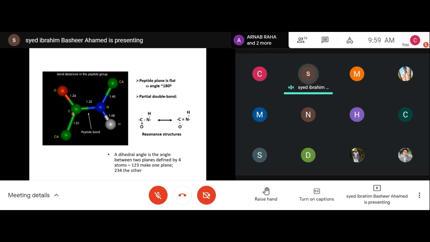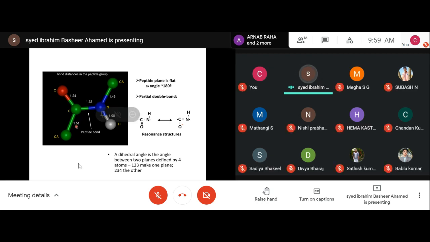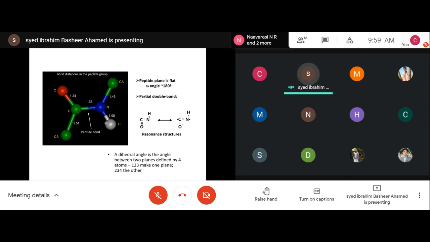And then C to C alpha, it is a single bond, so the bond length will be 1.54 angstrom unit. Some people write 1.51, but it is not correct. It's 1.54 angstrom unit. And then nitrogen and hydrogen, the atomic distance is 1 angstrom.